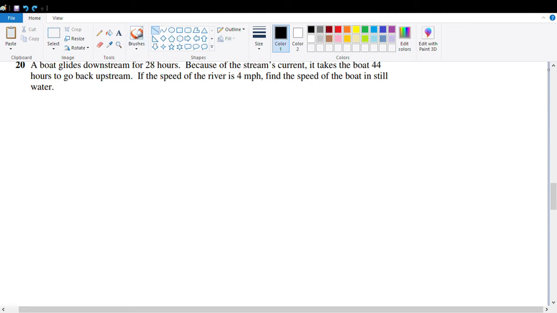So let's read the question first. A boat glides downstream for 28 hours. Because of the stream current, it takes the boat 44 hours to go back upstream. If the speed of the river is 4 meters per hour, find the speed of the boat in still water. First things first, draw a chart.